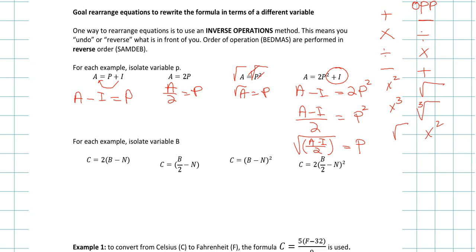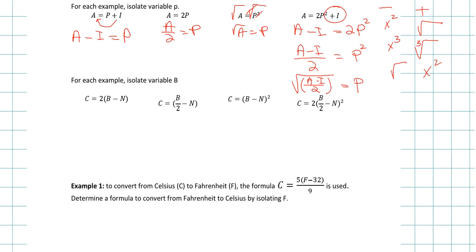Eyes on the board for a second. Don't write this here. This is not the same as this. They're not the same. It's important where your square root ends, and it's important how long the square root is. That means A minus I divided by 2 are calculated first, then I'm square rooting. This means I square root the A, I subtract the I, and then I divide by 2. They're not the same thing.